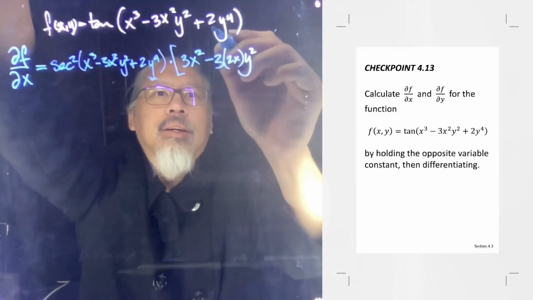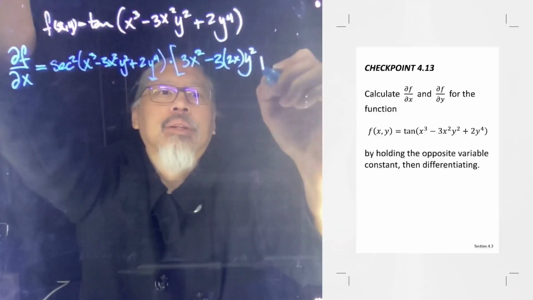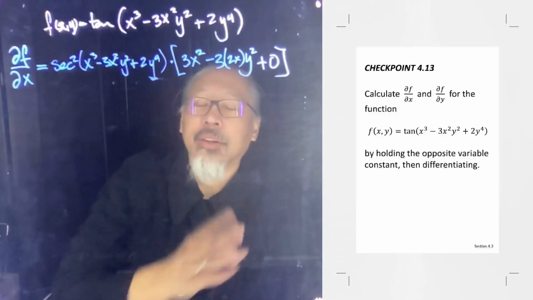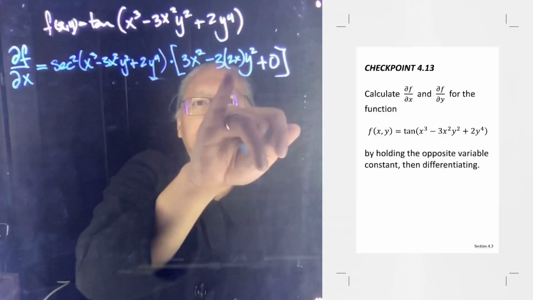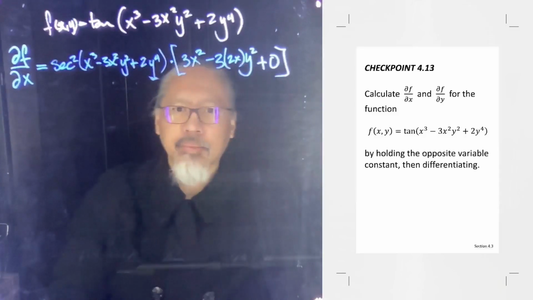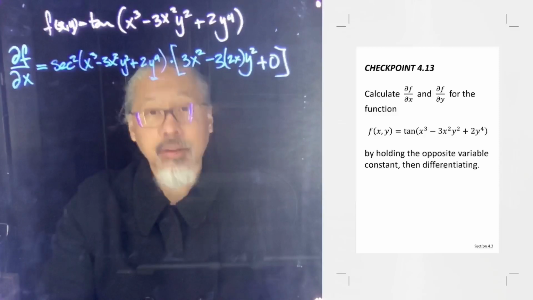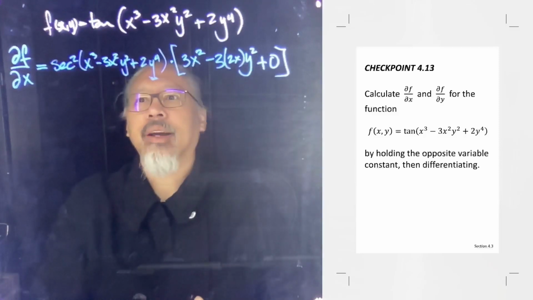And here 2 is a constant and y to the fourth is a constant, so that whole thing is a constant, so we just tack on a 0. You don't even need to tack on a 0, and you can simplify this as negative 6xy squared. But there's not much other simplification that we can do, so we'll just leave it at that.